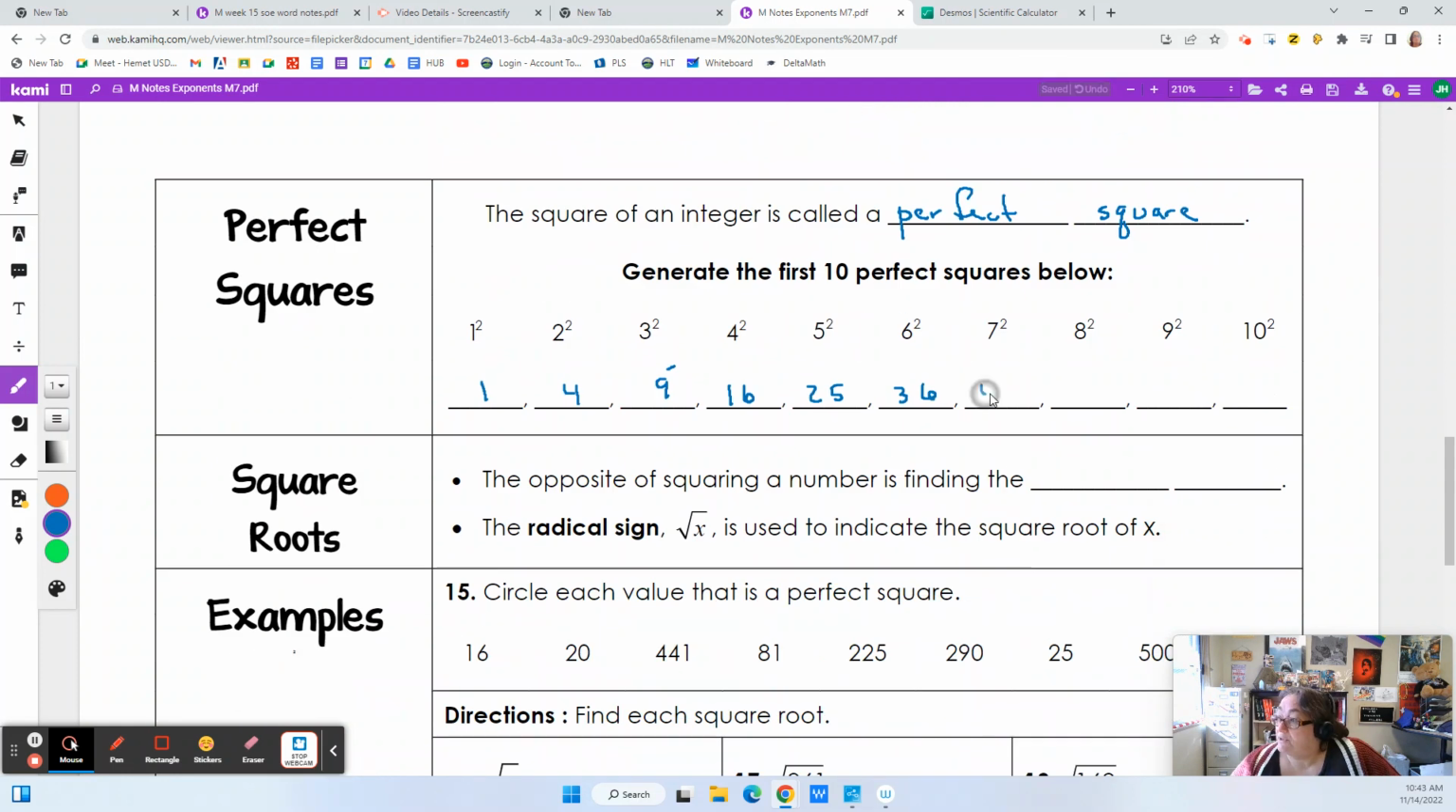7 times 7 is 49. So 7 squared is 49. 8 squared is 8 times 8, which is 64. 9 squared, 9 times 9, 81. 10 squared, 10 times 10, 100.